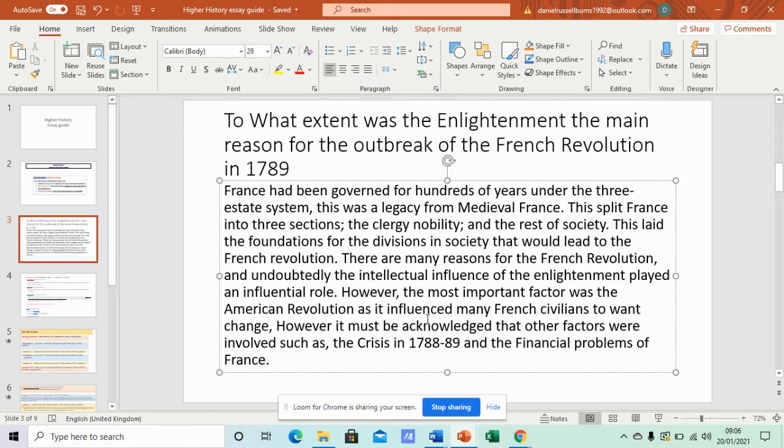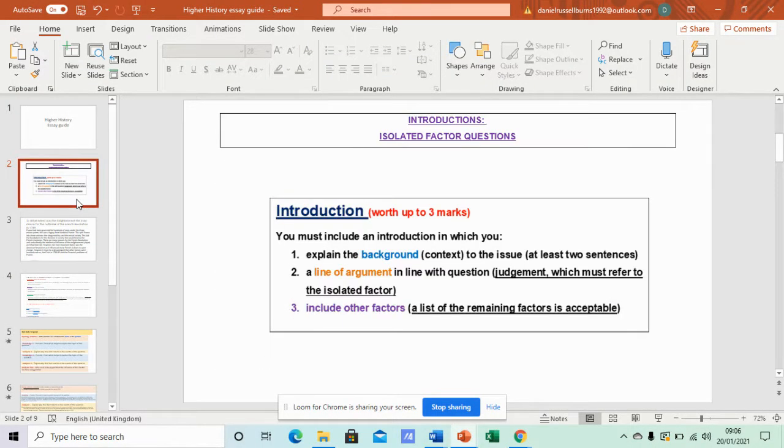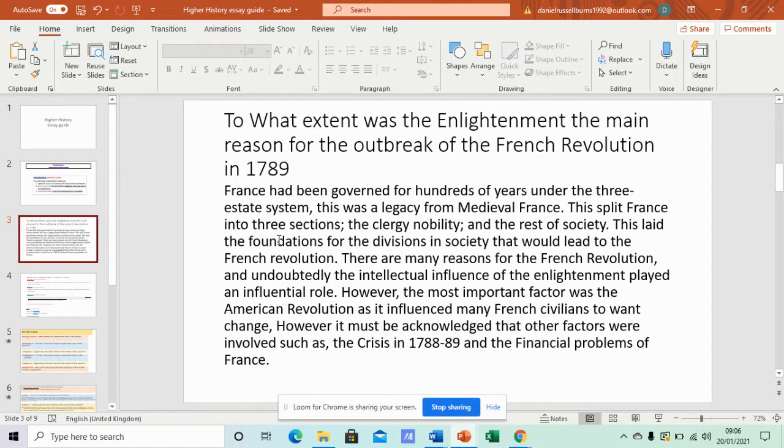However, it must be acknowledged that other factors were involved, such as the crisis in 1788-89 and the financial problems of France. And those are the final factors that we will talk about in our introduction. Okay, so that gives us the 3 marks, because we've got the 2-sentence background, we've got our line of argument that makes reference to the isolated factor in the question, and we've got our remaining factors that we would discuss. Okay, so if you can follow that structure, sticking rigidly to it, you should be able to get an easy 3 marks to kick off your essay.